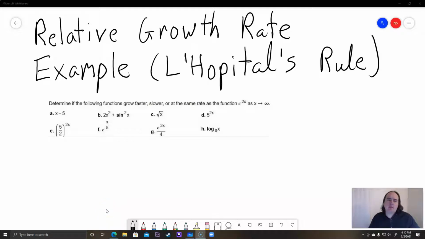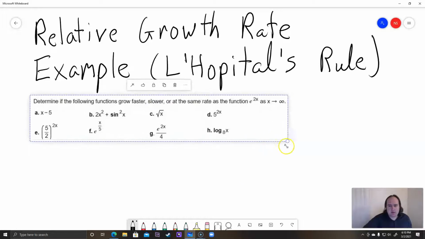Hello and welcome. This is an example of relative growth rate using L'Hopital's rule from Calculus 2. This is going to be similar but not exactly the same as one of my discussion boards in my Calculus 2 course called relative growth rate. So the problem is written here. I don't know if you can see it. I can make it a little bit bigger.